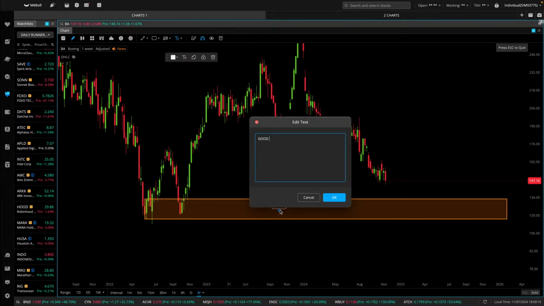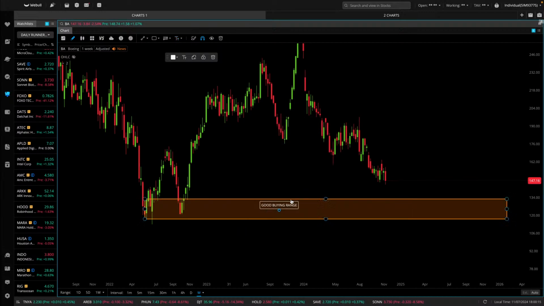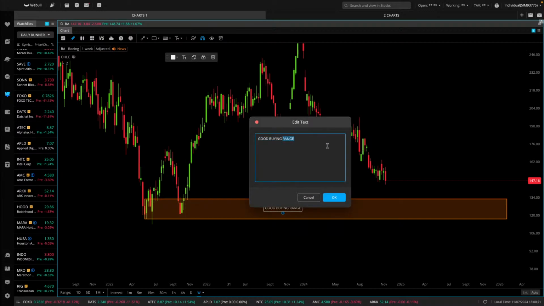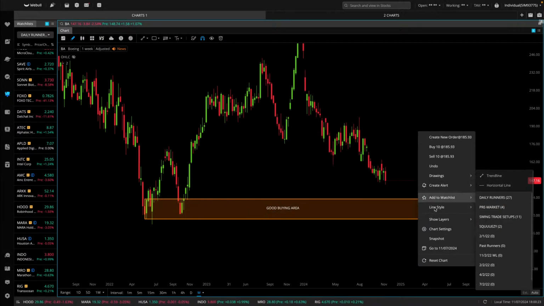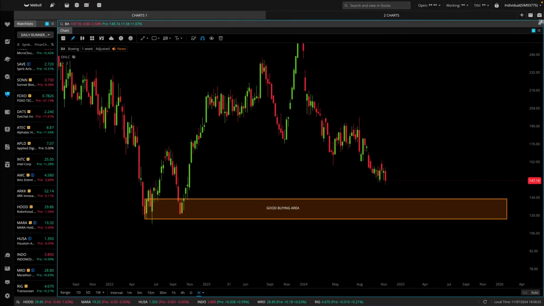This is a good buying range. Good buying range. Good buying area, not range. Sorry. Heading to buying zone. Right, buy here, hopefully, you see.